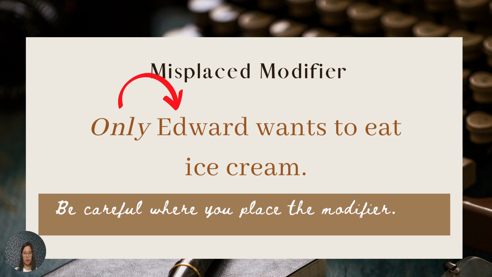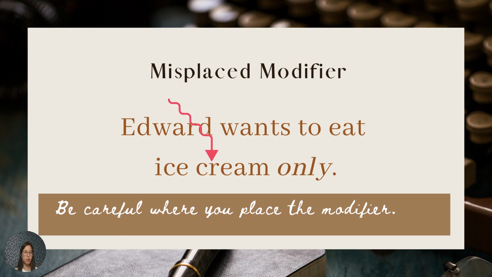But if you mean another, because if you change the location of the word only, you also change the meaning of the sentence. So in this example, Edward wants to eat ice cream only. The modifier only is now near the words ice cream, so it modifies ice cream now. Meaning, Edward does not want to eat other food except ice cream. Maybe the scenario is there's spaghetti, pizza, ice cream, and burger on the table, but Edward does not want to eat the spaghetti, the burger, and the pizza. He only wants to eat ice cream. So that is the meaning of this sentence.